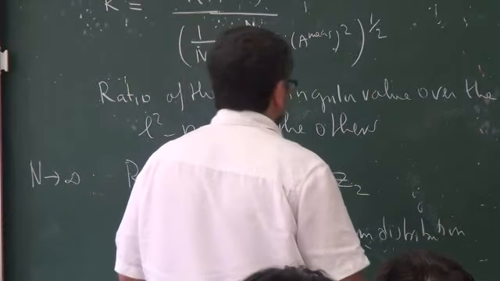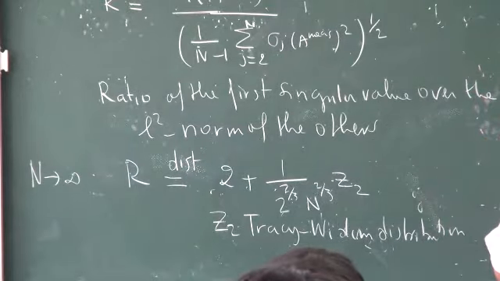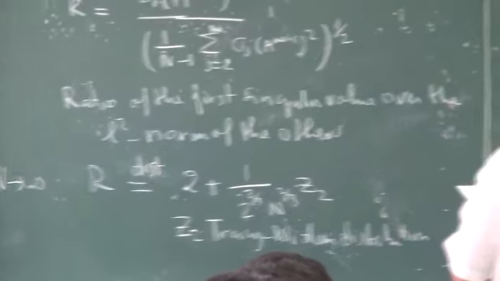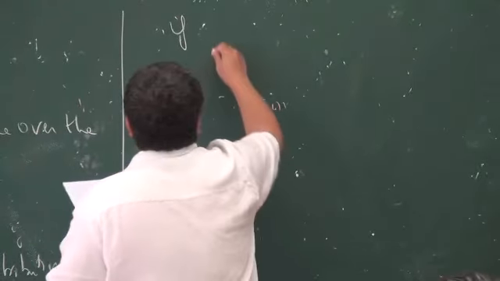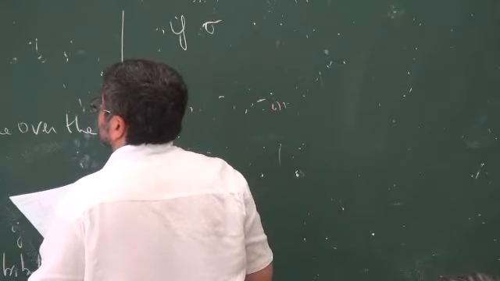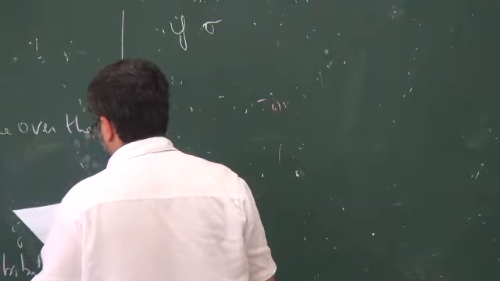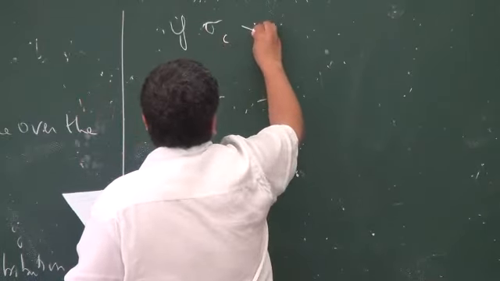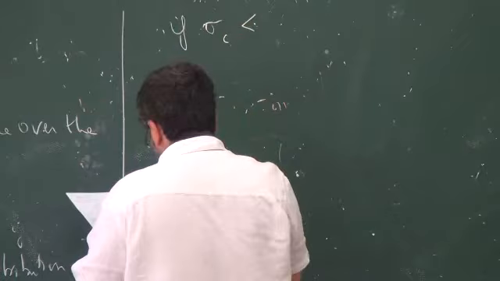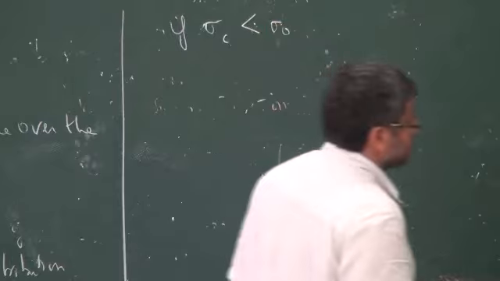This is if what? If sigma c is smaller than sigma 0. So what's sigma 0? Sigma 0 is the eigenvalue of the unperturbed matrix.